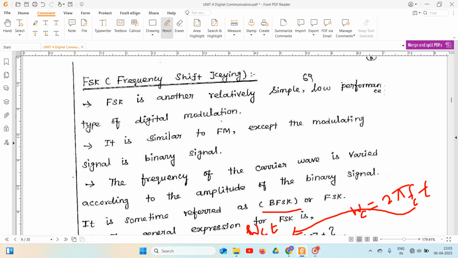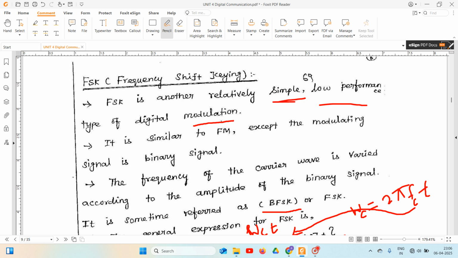Hello students, in this video we are going to discuss FSK, that is frequency shift keying. This is a very simple and low performance type of digital modulation, right?